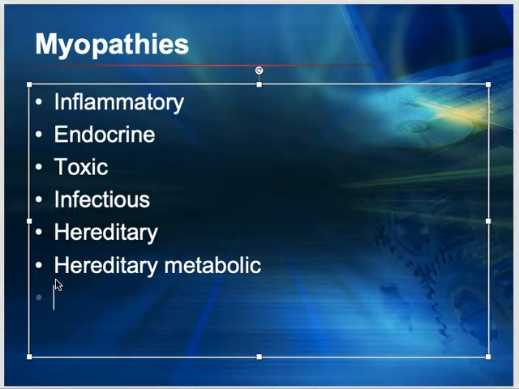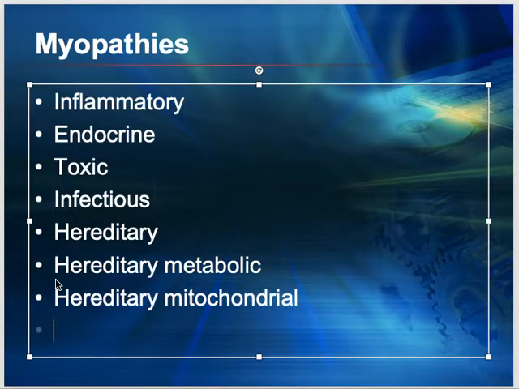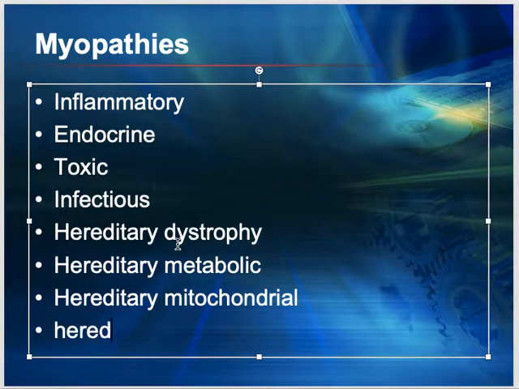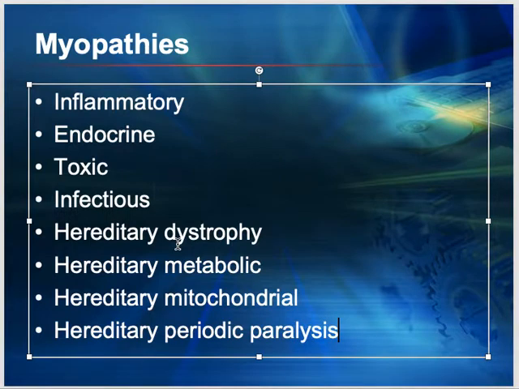There could be hereditary mitochondrial problems, and so there are different things. So you can say hereditary can be hereditary dystrophy, hereditary metabolic, mitochondrial, or one thing called hereditary periodic paralysis.